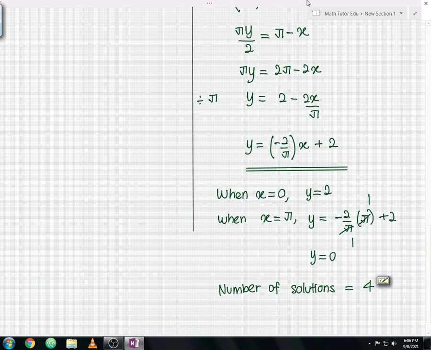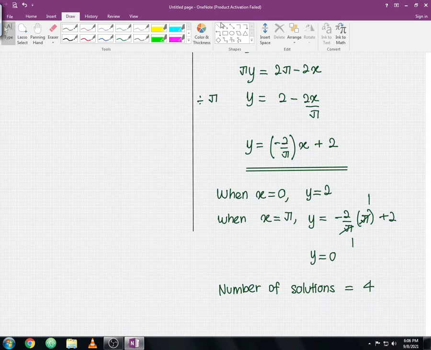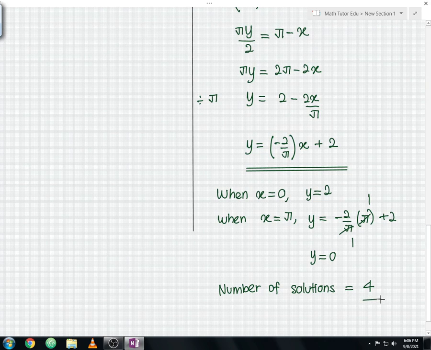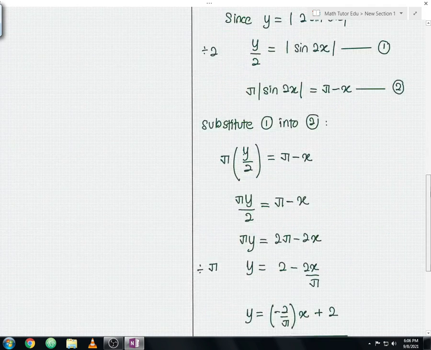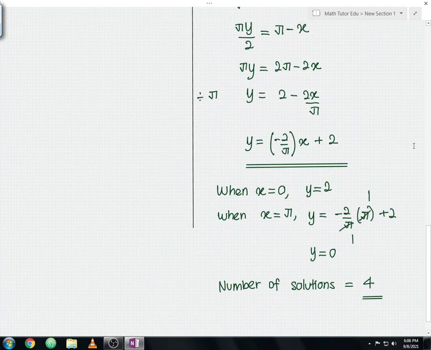Okay, so we have already found the 3 steps. The first step is sketching the graph, and the second step is forming the equation of the straight line, and the last step is identifying the number of solutions based on the intersection of the straight line and the trigonometric curve. Okay, so that is all for the step-by-step working and solution for this question.